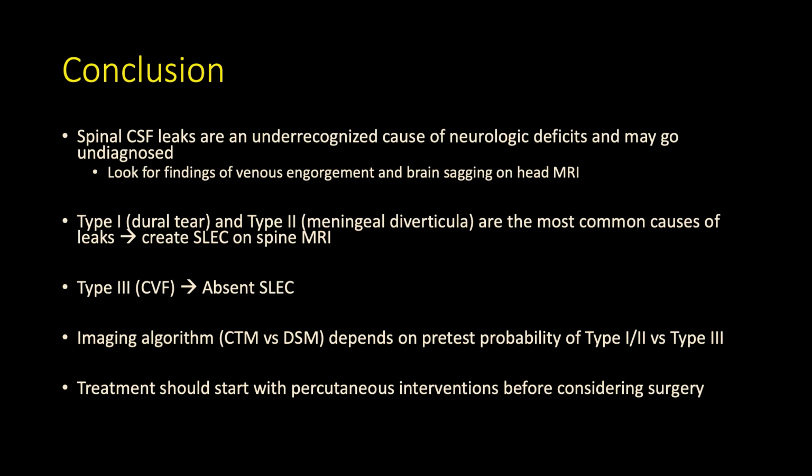Type 1 leaks from dural tears and type 2 leaks from meningeal diverticula are the most common causes of SIH and CSF leaks, and they're going to cause SLECs on your spine MRI. Type 3 CSF-venous fistulas are slow leaks. You'll have a negative SLEC on your spine MRI. And your imaging algorithm, dynamic CT myelogram versus DSM, is going to depend on your pretest probability of type 1 or 2 leak versus type 3 leaks.